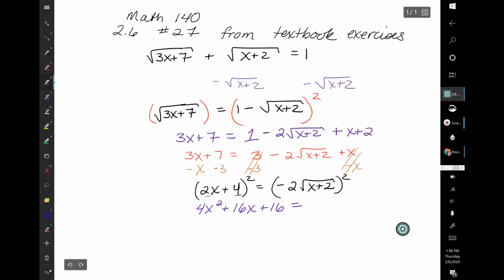Over here, I'm just going to square the negative 2, give me 4, and then square the radical square root of x plus 2. So do make sure you put that in parentheses there. And then I would distribute. So you can kind of do that in one step if you can track it really well. So then I have 4x squared plus 16x plus 16 equals 4x plus 8.